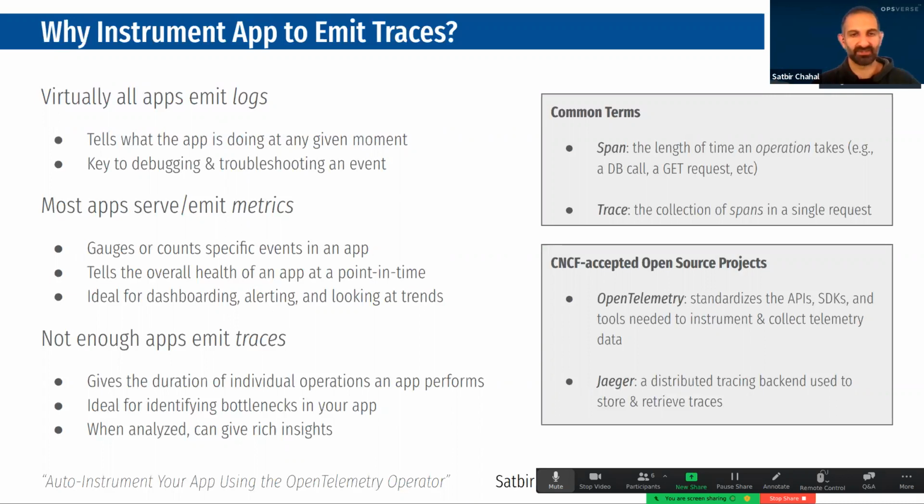That tells you what the app is doing at that time, and it is absolutely essential for debugging or troubleshooting when some alert fires. So we're all familiar with logs as a signal. And metrics, most apps also emit their own metrics, like the number of user counts, logins, and all that. These are gauges, counts of very specific events in your app. What's nice about these is they are relatively lightweight, so they tell a good overall health of an app at some point in time.